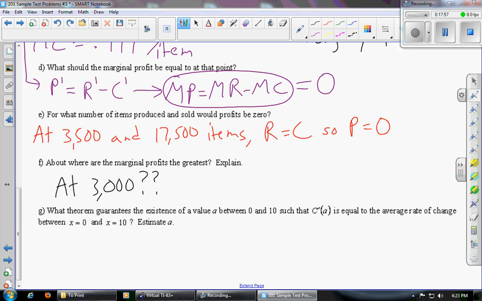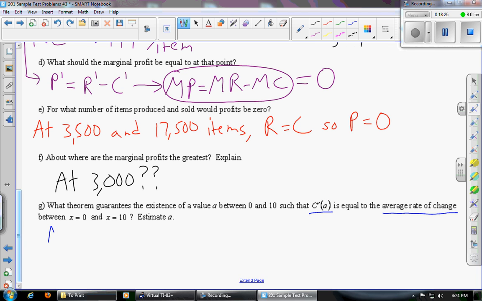And then finally, G: what theorem guarantees the existence of a value A between 0 and 10 such that C prime of A is equal to the average rate of change between x equals 0 and x equals 10? I'm hoping that there is some theorem that just pops in your mind looking at all the information here. There's a C prime, that's the slope of a tangent line, compared to the average rate of change, that's the slope of a secant line. The theorem that relates those two things is called the mean value theorem.